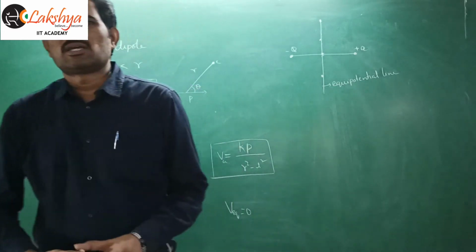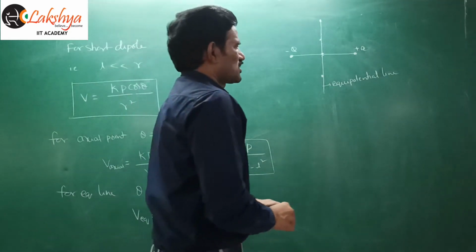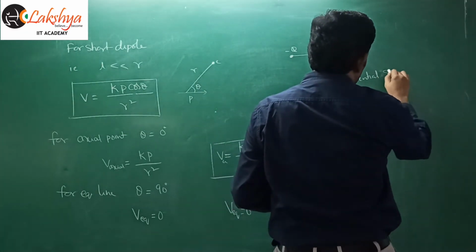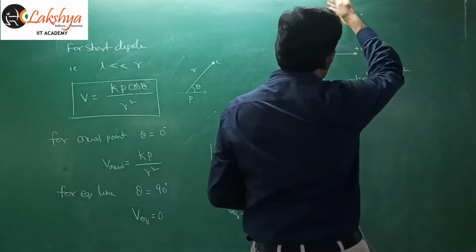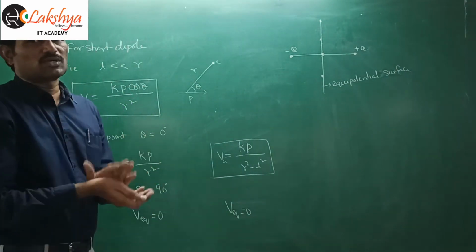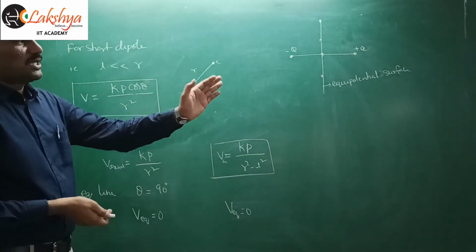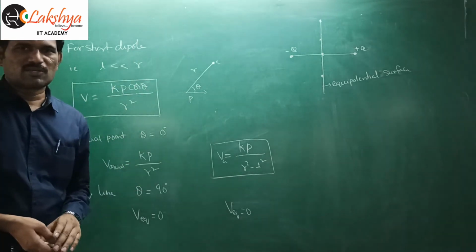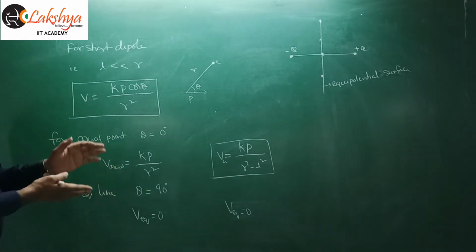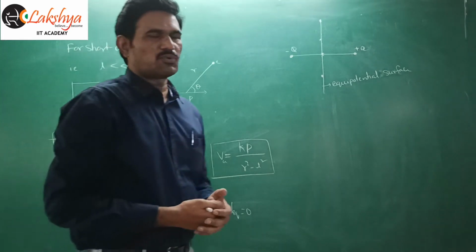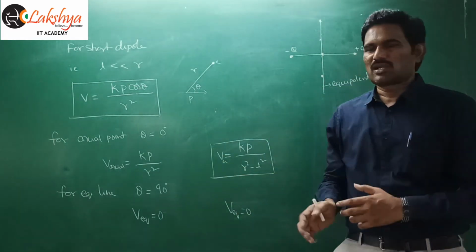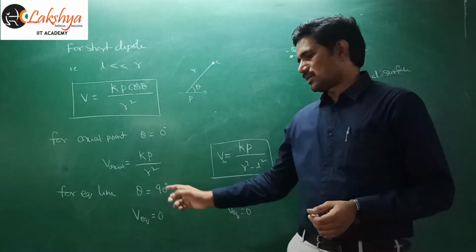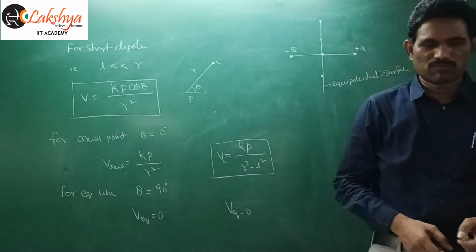So that is an equipotential line here, or you can consider an equipotential surface, because you may consider a large number of such lines. The equatorial line, that plane, can be considered an equipotential surface, because at any point on that line the resulting potential will be 0. So that is the potential calculation for a general point as well as for the equatorial and axial points. For the equatorial line you can directly say it is 0. For the axial point it is Kp by r square for a short dipole.